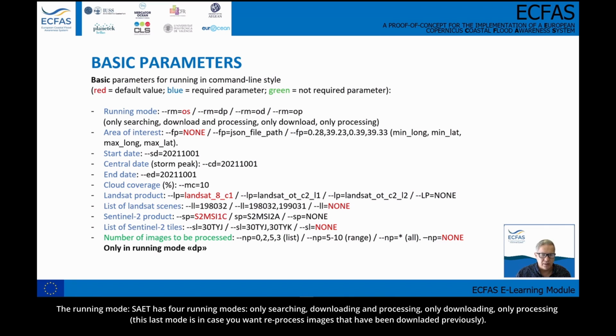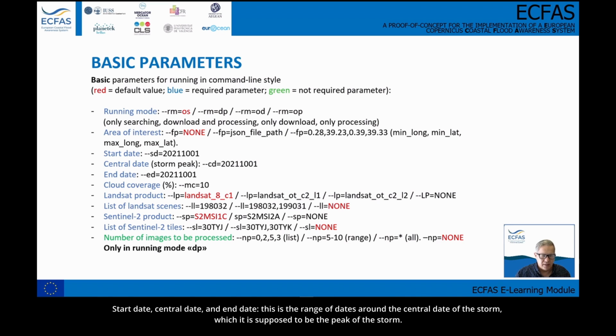The running mode. SAET has 4 running modes: only searching, downloading and processing, only downloading, and only processing. This last mode is in case you want to reprocess images that have been downloaded previously. Area of interest. We can specify a file in JSON format or using latitude and longitude coordinates. If we set this parameter as none, we are indicating SAET that we will search for images using the name of the scenes. Start date, central date, and end date.